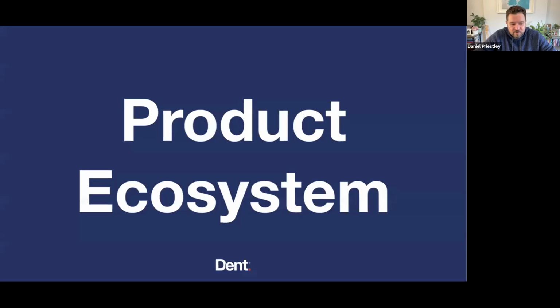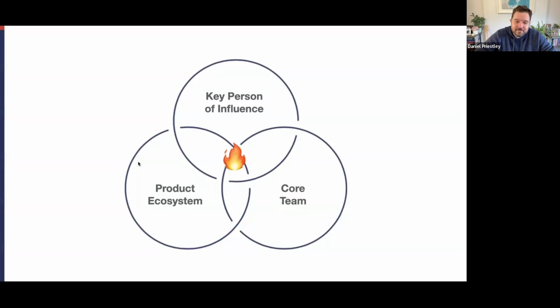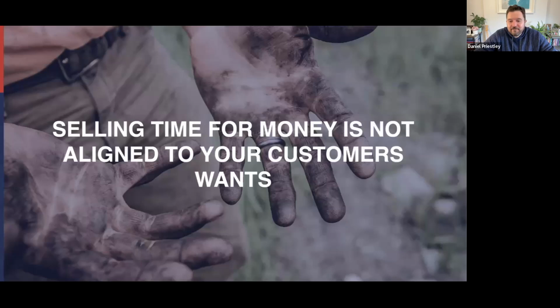The product ecosystem. You have lots of products and services to sell, because if you're going to be a key person of influence with a core team, you must have the product ecosystem as the way of paying for everything. That's the key thing. So selling time for money is not aligned to your customer's wants. Your customer does not want you to sell time for money.